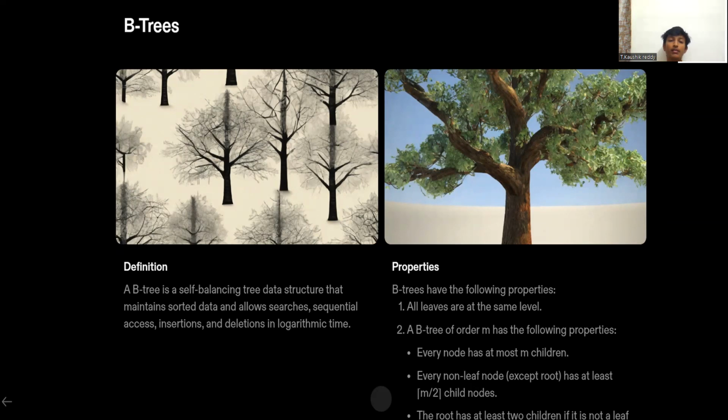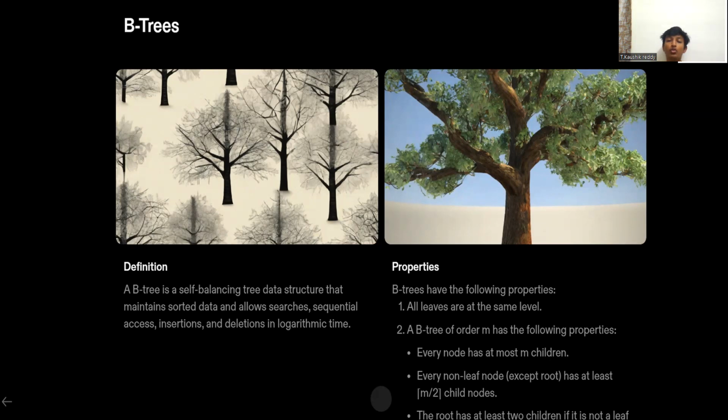So, what exactly is a B tree? It is a self-balancing tree data structure that maintains sorted data, which means that data in the B tree is always sorted and allows operations such as insertion, search, and deletion in an efficient manner. B trees have the following properties. All leaves are at the same level. A B tree of order M has the following properties.